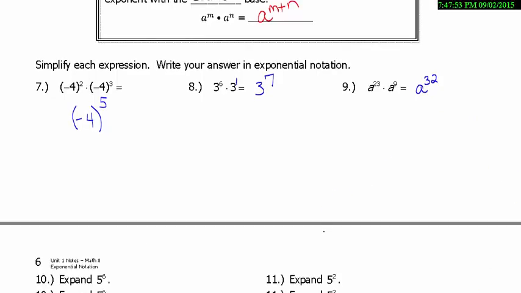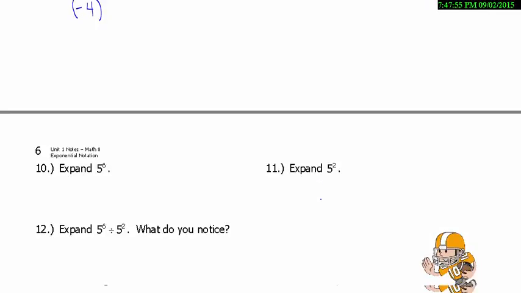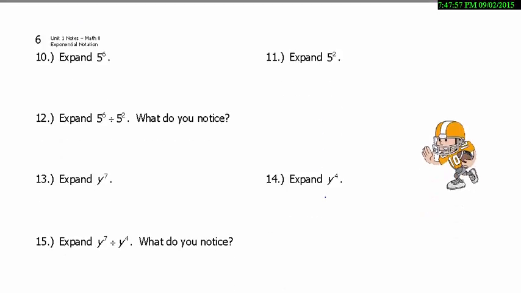Now let's scroll down and see what happens when we divide. Number 10 says expand 5 to the 6th power, which means 5 times 5 times 5 times 5 times 5 times 5. As we've done before, let's now move on to another question. We'll use 5 to the second power, which is 5 times 5. Those two questions set us up for number 12. In number 12, it says to expand 5 to the 6th divided by 5 to the 2nd.